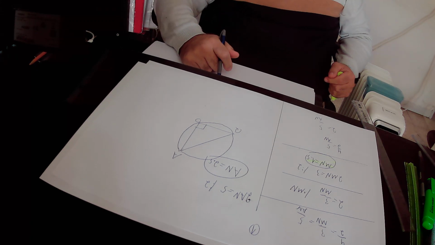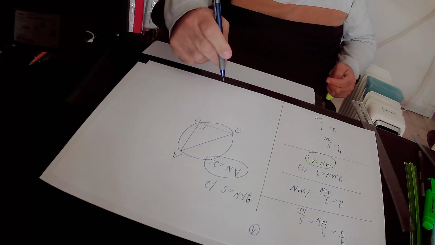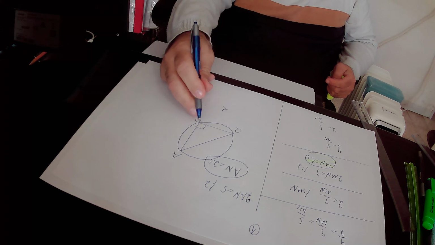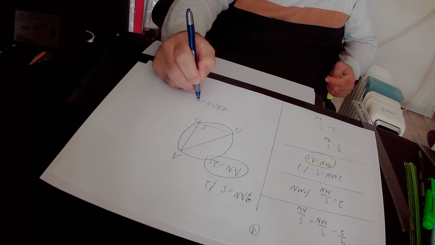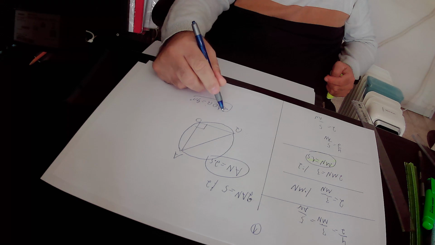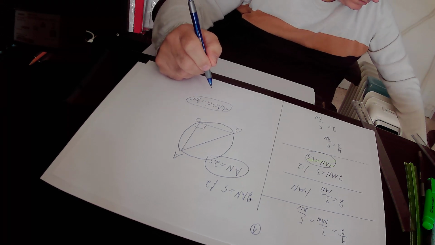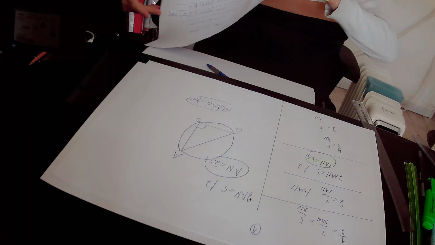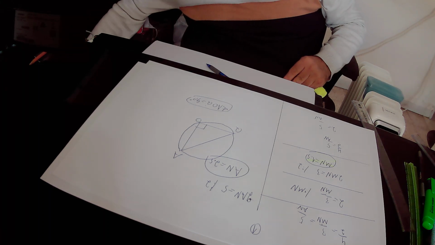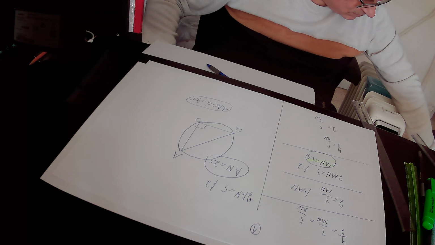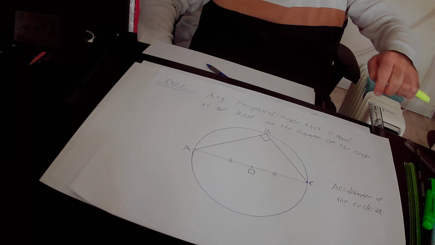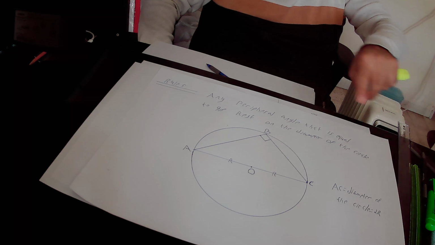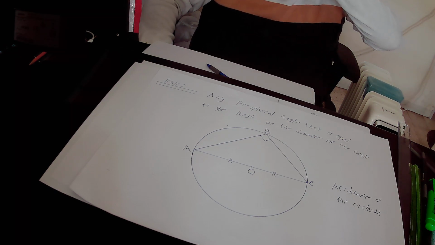So, inside this circle, we have the peripheral angle AOQ that is equal to 90 degrees. And we have rule number 5 here. According to rule number 5, any peripheral angle that is equal to 90 degrees rests on the diameter of the circle.